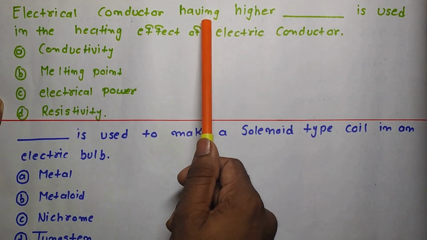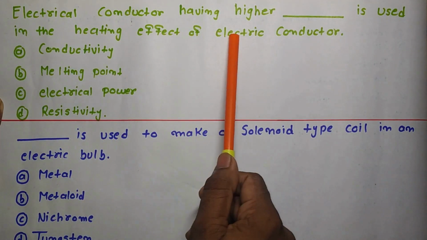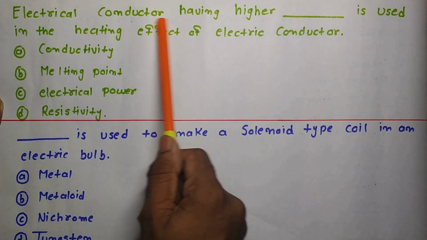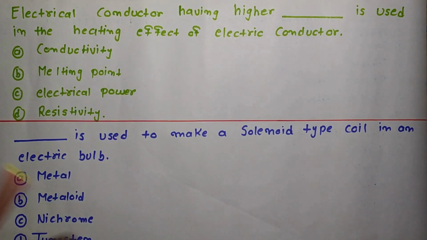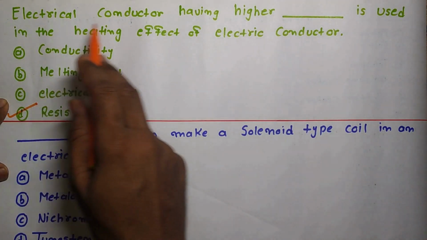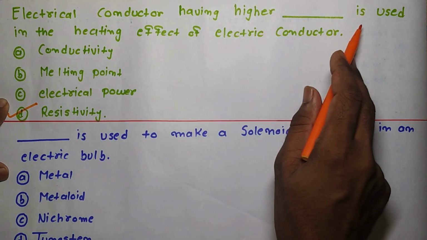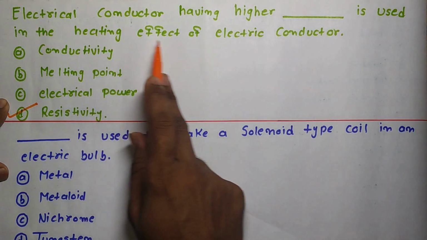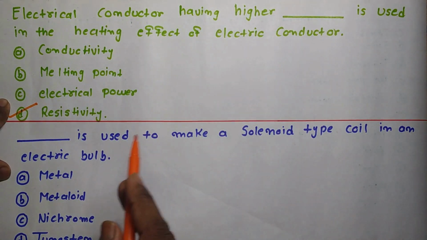Electric conductor having higher dash is used in the heating effect of electric conductor. Electric conductor having higher D, resistivity. Electric conductor having higher resistivity is used in the heating effect of electric conductor.